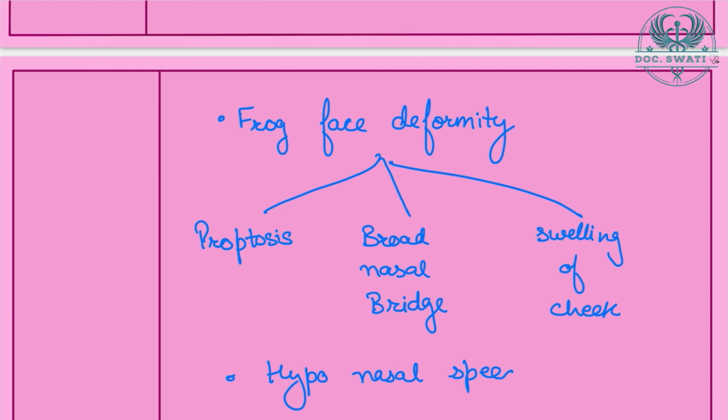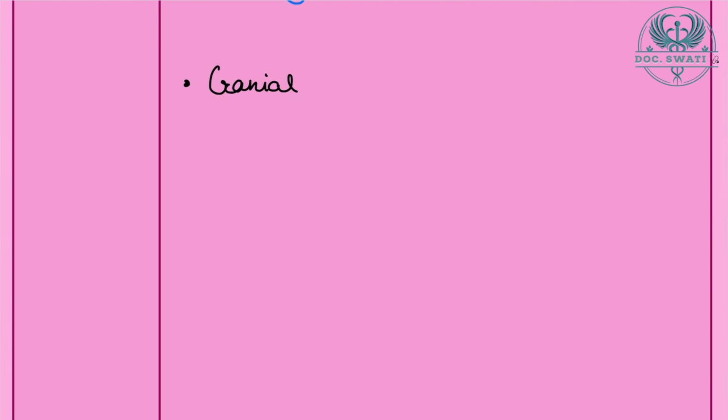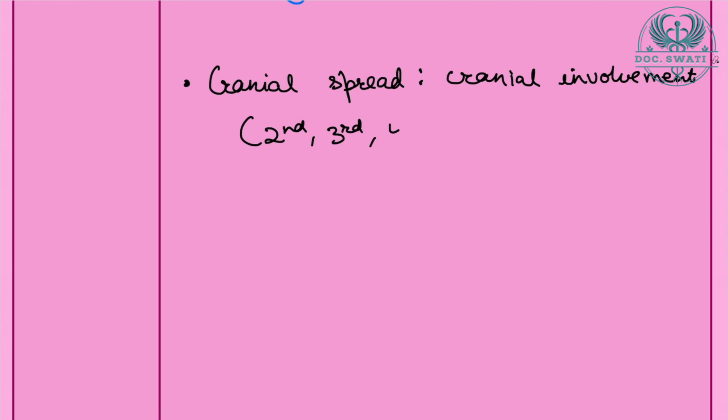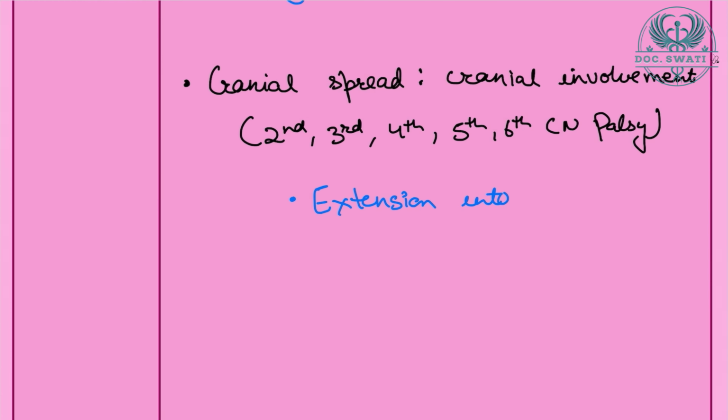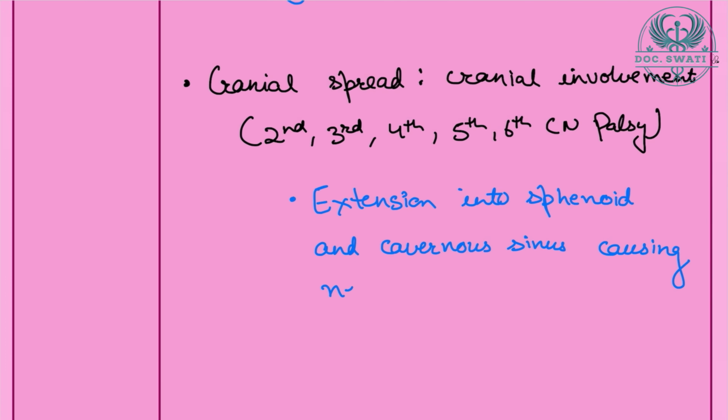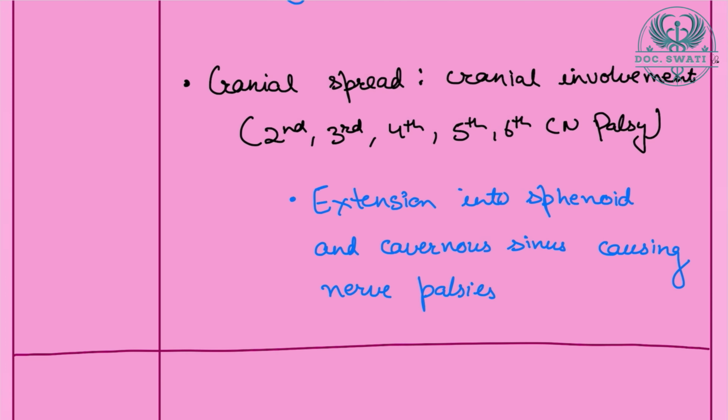hyponasal speech. Next, we have cranial spread, which includes cranial involvement of 2nd, 3rd, 4th, 5th and 6th cranial palsy. Extension into the sphenoid and cavernous sinus causing nerve palsies is observed.